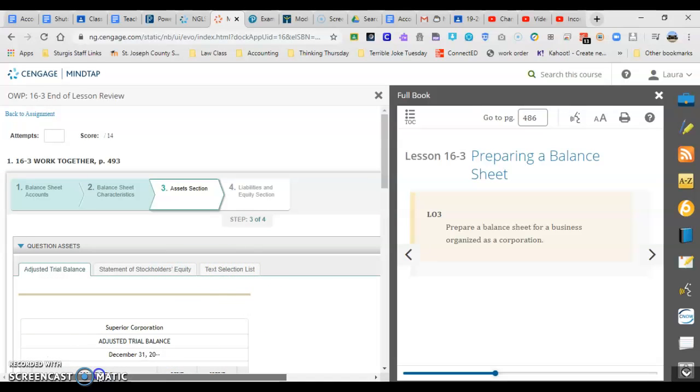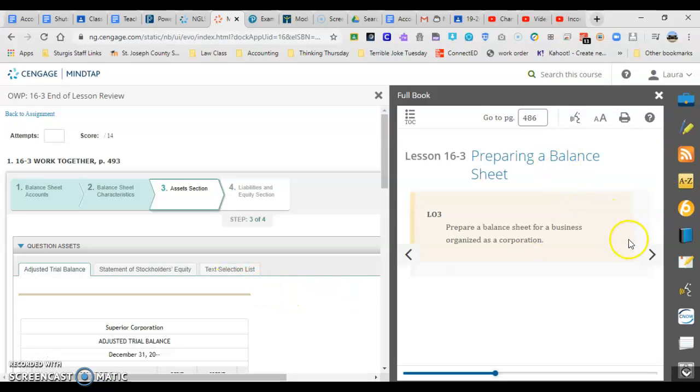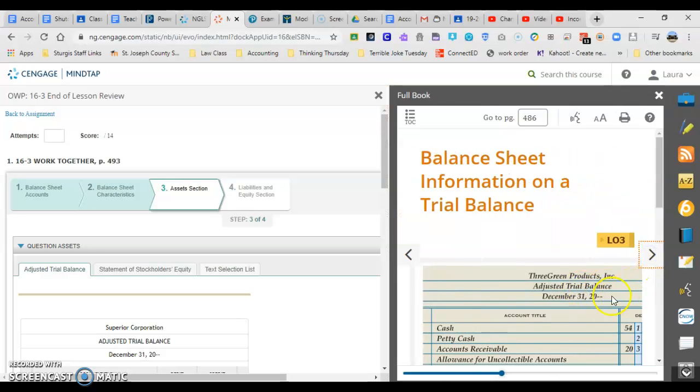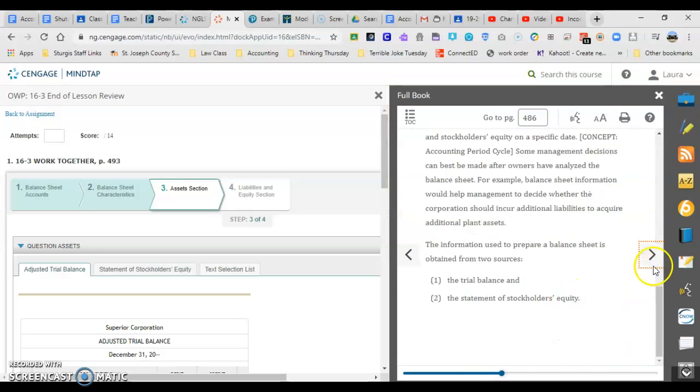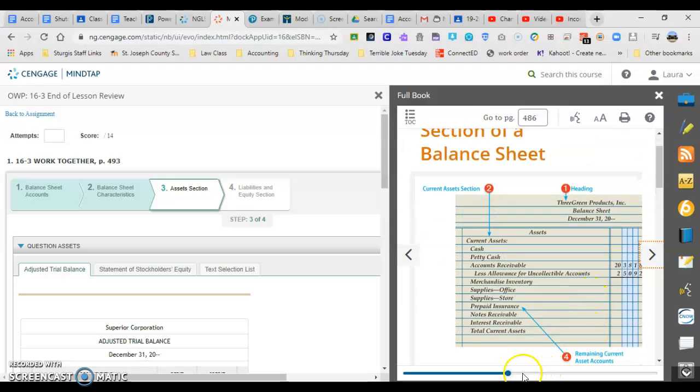Okay, so now we're going to do the assets section of the balance sheet. Let's see if I can show you here. Here's the adjusted trial balance. I'm going to go through. We're going to look at the assets section here.